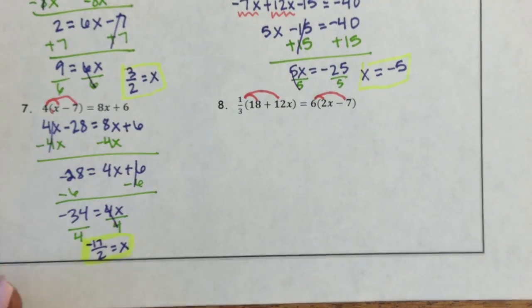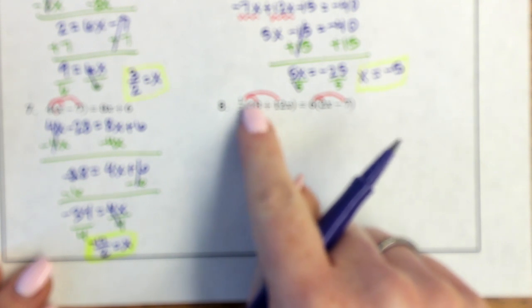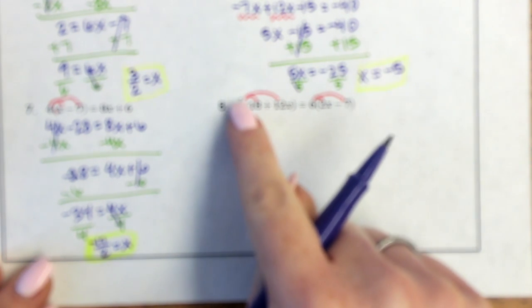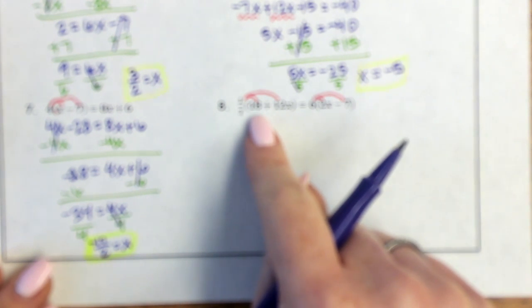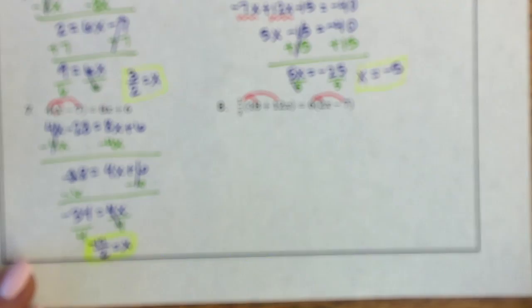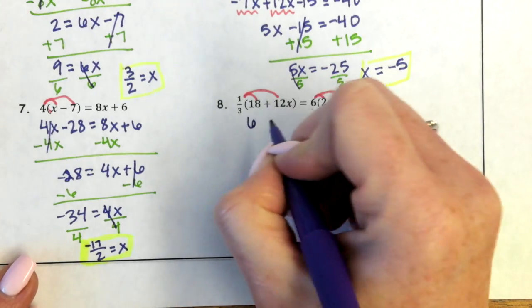So let's do it. So 1/3 times 18. This is just like 18 over 1, which makes this almost like a division problem, because 1 times 18 is 18. 3 times 1 is 3. So 18 divided by 3 is 6.